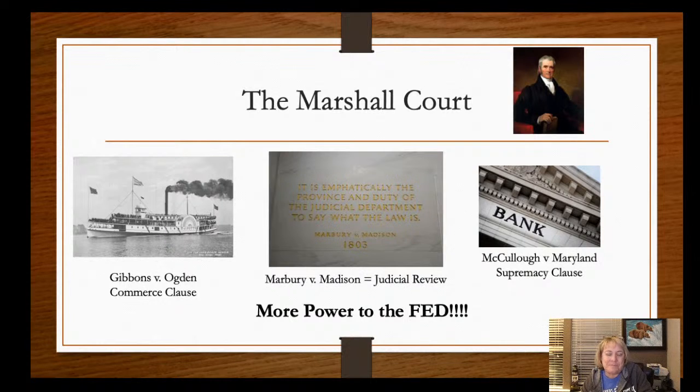All right. One thing you need to remember also with regards to the Marshall Court. John Marshall is going to be the Chief Justice of the Supreme Court all the way through the 1830s into the early 1840s. Every decision he makes gives more power to the federal government. Okay? So when he makes a decision, the federal government gets stronger, gets more power. This really, guys, is what Adams was hoping for.